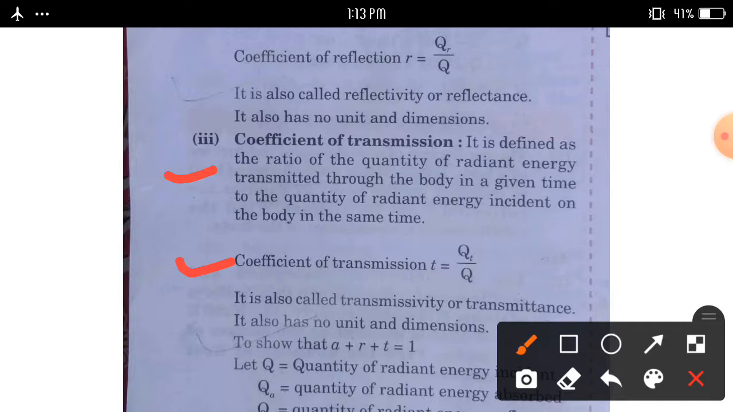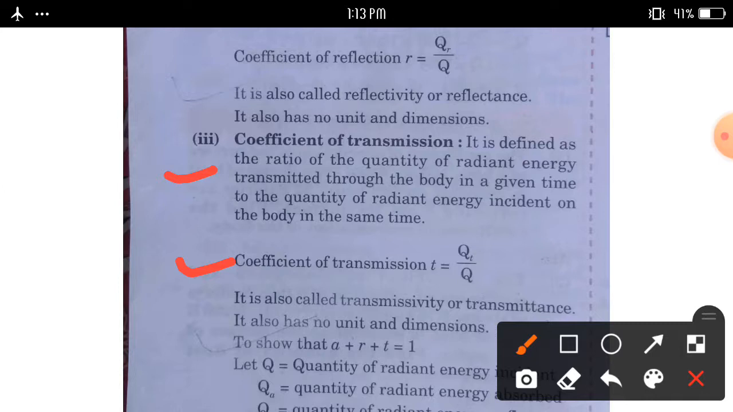It is also called transmittivity or transmittance. It also has no unit and dimension. Here we conclude that the coefficient of absorption, coefficient of reflection, and coefficient of transmission have no units and dimension.